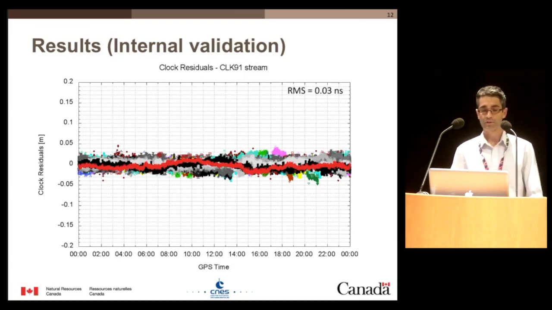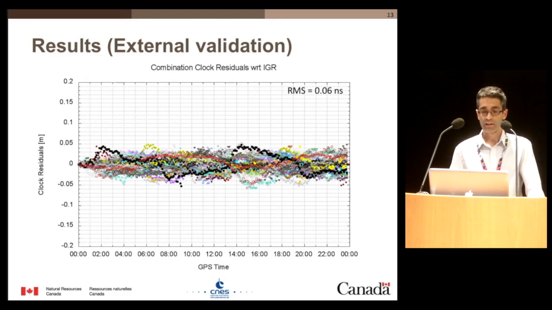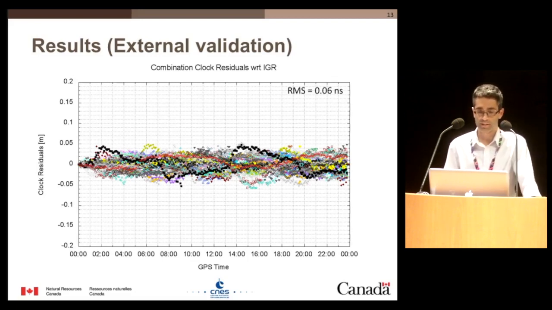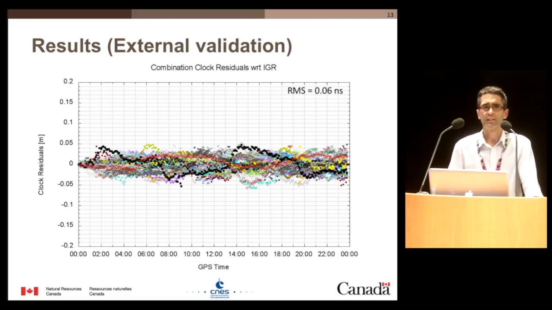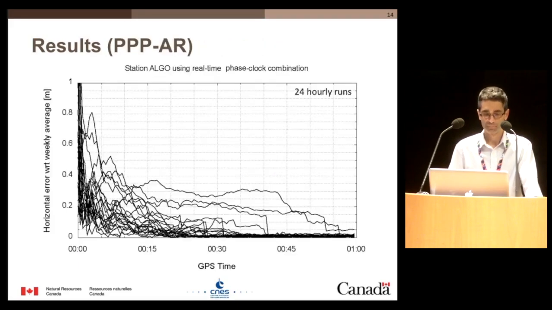Let's look at the results from the combination now. We start with an internal validation. We're seeing here the clock residuals from the phase clock combination. That's for one of the CNES streams. We see an RMS of 0.03 nanoseconds, which means that there's a very good agreement between the streams. We can move to an external validation. We compared our clock combination product with the IGR clocks. And there's still a decent agreement, an RMS of 0.06 nanoseconds, which is what we're seeing in the daily real-time reports by the real-time IGS for the CNES clocks. So we didn't degrade the product by combining them.